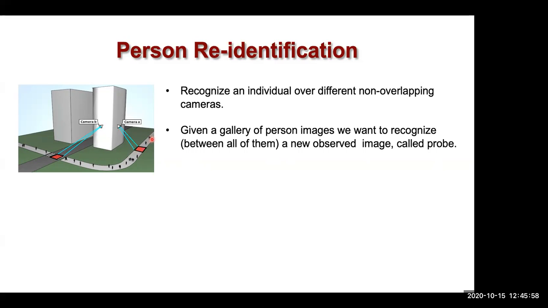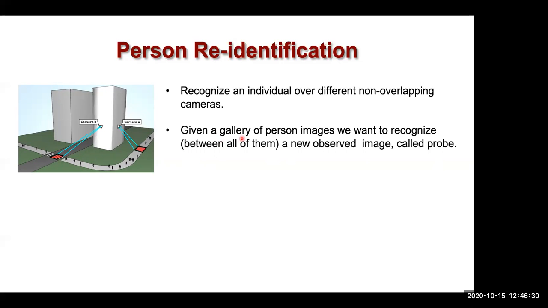At some point, one of these persons gets captured by camera A, and then of course, since he or she is walking, he or she will disappear. But after a while, the person will reappear again over here. So the problem here is to recognize an individual over different non-overlapping cameras. So you want to know that the person who appears here at this very moment is the same person who appeared here maybe a couple of minutes ago. So formally speaking, the problem can be cast in this way.